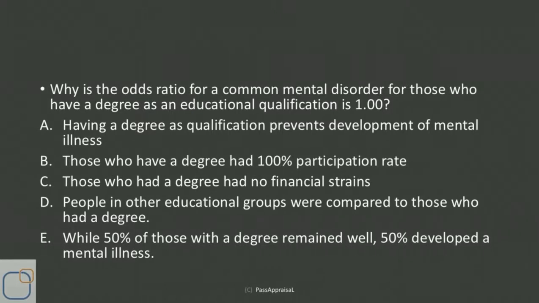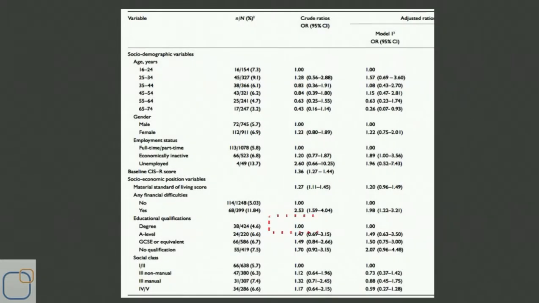Next question, why is the odds ratio for a common mental disorder for those who have a degree as educational qualification 1? Having a degree as qualification prevents development of mental disorders. Those who have a degree had 100% participation rate. Those who had a degree had no financial strains. People in other education groups were compared to those who have had a degree. While 50% of those with a degree remained well, 50% developed a mental illness. So that's why the odds ratio is 1. So which of the following is correct then? Look at the odds ratio here for degree as educational qualification.